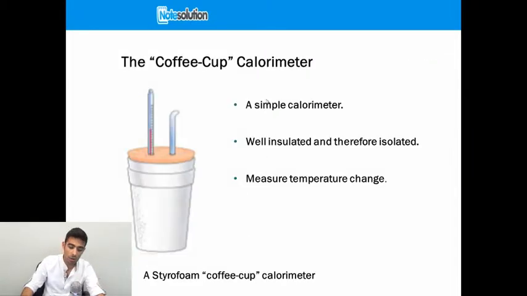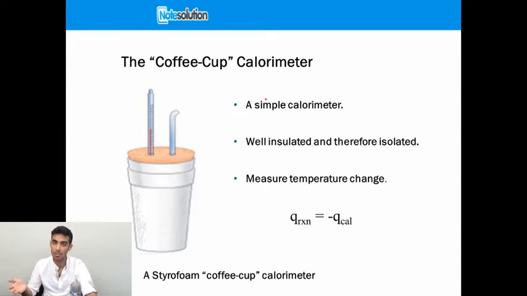The other type that I told you about is the coffee cup calorimeter, which is a simple calorimeter made up of a styrofoam coffee cup and a stopper. And there are, of course, holes in the stopper for the thermometer and the stirrer. So again, it's an isolated system. It works just as the bomb calorimeter, but of course, it's not as sophisticated. So again, Q reaction is equal to minus Q calorimeter.